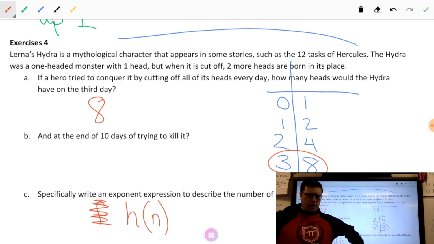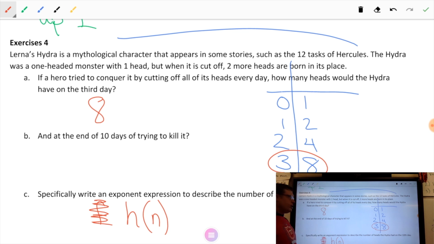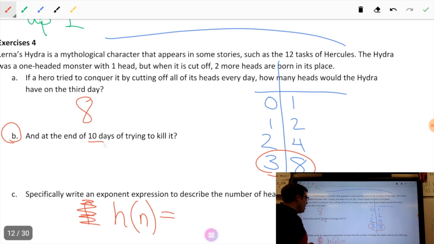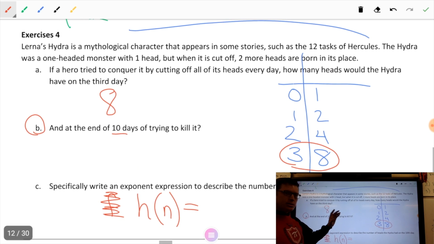So h of n, our hero has chopped off the Hydra's heads every day, and it seems to be a problem that is growing exponentially because. Well, maybe I'm gonna wait for part B to answer it until after I build the formula, because if I build the formula, all you gotta do is plug in 10, and we have our answer, and the answer is correct and good and mathematically calculatable.